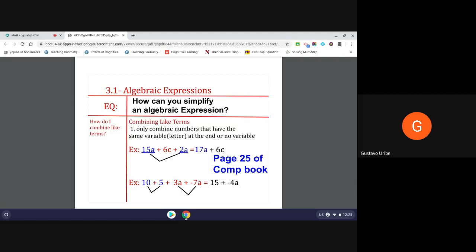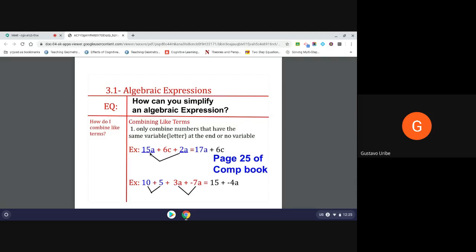So here's an example. 15a plus 6c plus 2a. I'm going to start off by underlining my first term, 15a. I'm going to look for any other term that has the same variable. So that has a variable a at the end of it. And I'm going to underline that as well. So 6c, no. 2a, yes. So 15a and 2a. I'm going to underline both of these.